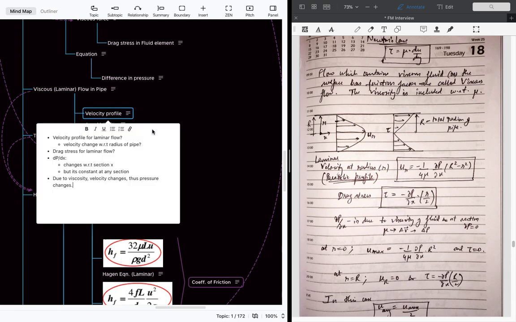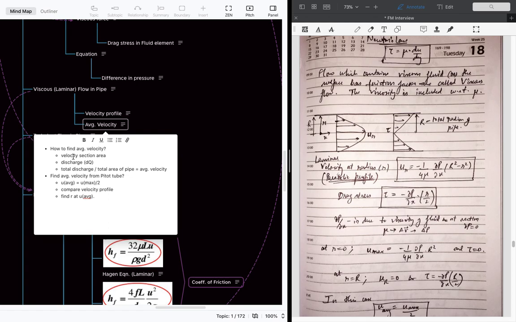So velocity profile for laminar flow, as we have seen, velocity changes with respect to the pipe. Drag stress for the laminar flow, we have seen that. Change in pressure with respect to the section, yes, it changes. The pressure is high here, pressure is less here because of the viscosity, but it doesn't change at any particular section. Due to viscosity, velocity changes, thus the pressure changes. It is true.